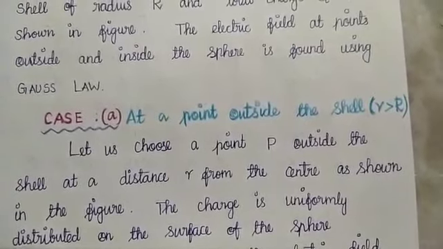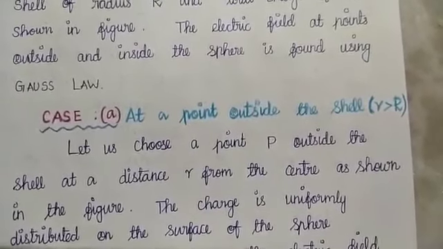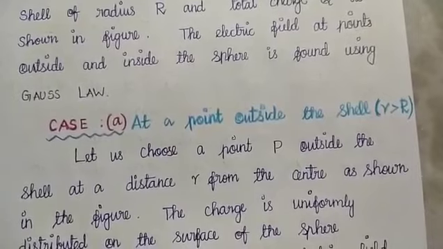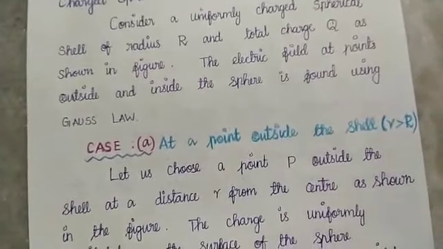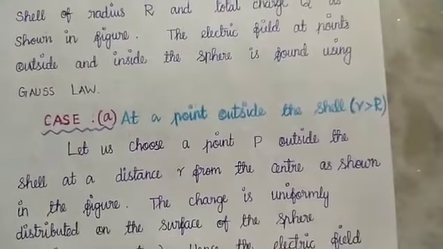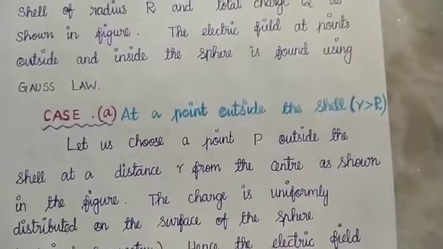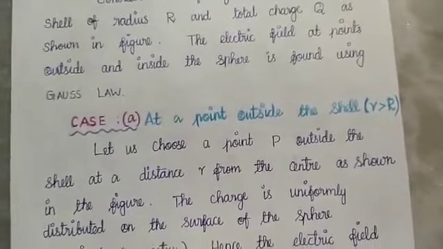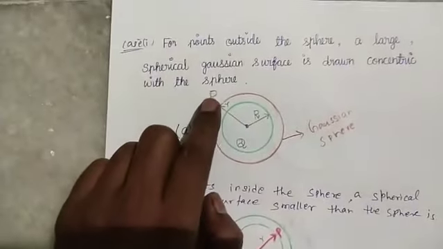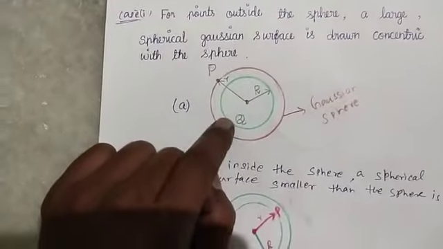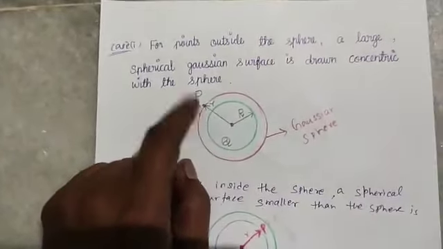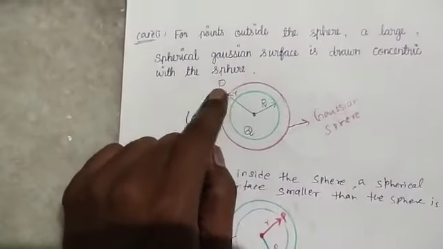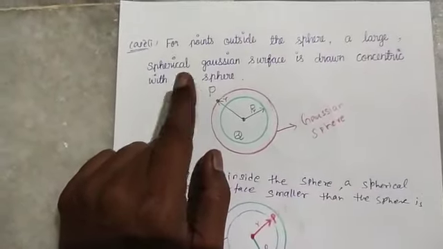So first case, at a point outside the shell, the distance r from the center of the sphere is such that small r is greater than capital R. Let us choose a point P outside the shell. This is point P. The green color is the charge enclosed by the sphere. Consider point P outside the shell, an imaginary point.